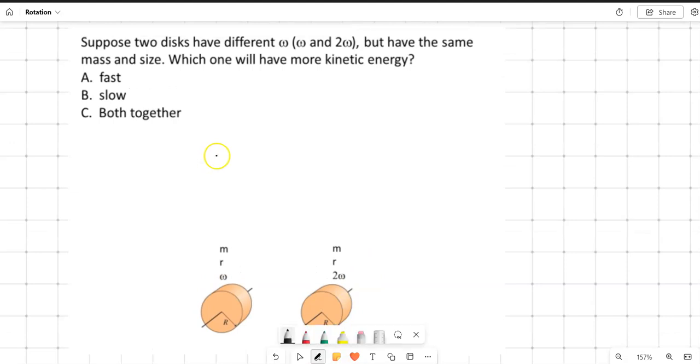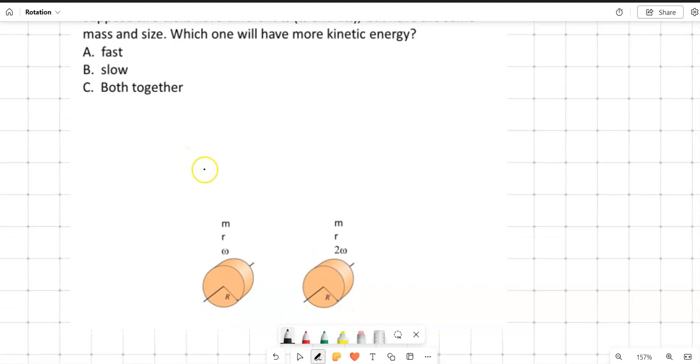Suppose you have two objects that are the exact same object. They both have the same masses, same size, and since they're both cylinders or disks, they're both going to have the same moment of inertia. So the only difference is this one's going to be spinning half the speed of this other one. All right. So go ahead and pause the video before I do this. Pause the video and think about which one's going to have more kinetic energy. Okay. Same exact size and shape and mass object, but one spinning faster than the other. So pause the video.